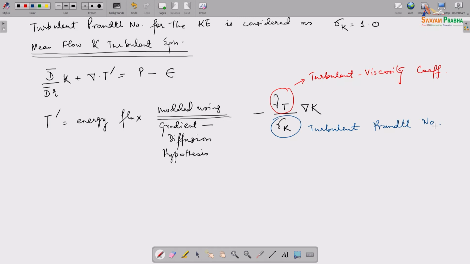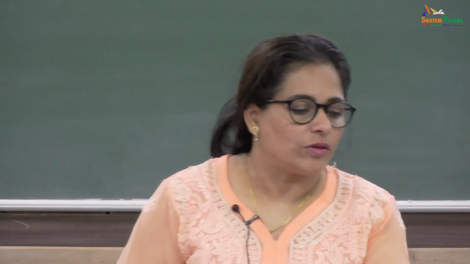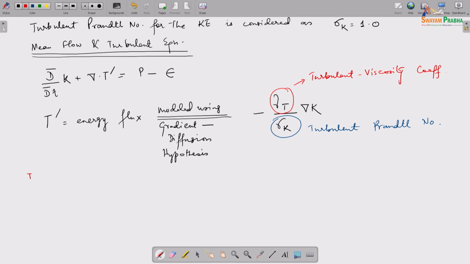So essentially, if you look at this, what is this telling us? Energy flux. The energy flux is proportional to this del k, which means that there is a gradient of k, and the energy flux is proportional to that. The proportionality constant is the turbulent viscosity coefficient over the turbulent Prandtl number. So if I were to write this as an inference.